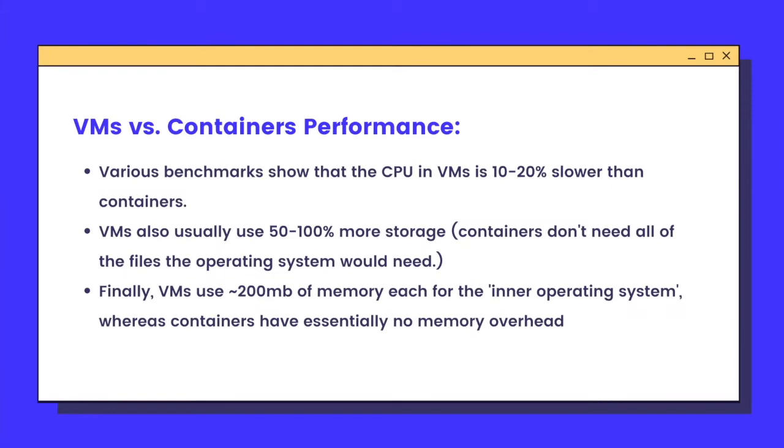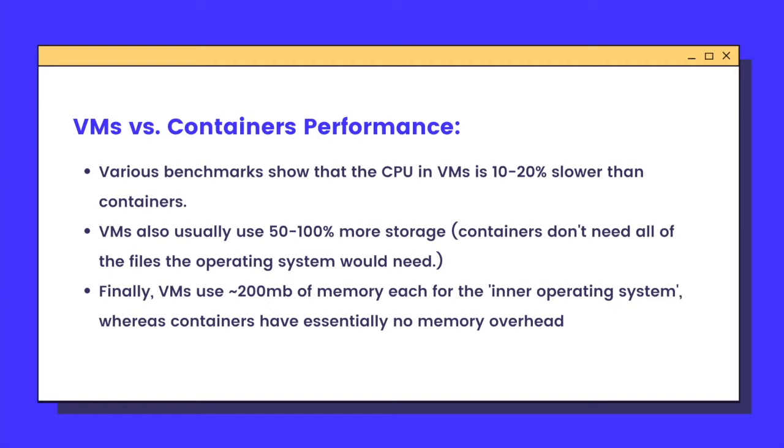Various benchmarks show that CPUs in VMs are about 10 to 20% slower than containers. VMs also usually use 50 to 100% more storage, because they need all of the things that an operating system would need, duplicated. Containers don't need all of the files, they only need the application files. And finally, VMs use about 200 megabytes more memory for the operating system itself. Again, containers don't need all of the operating system because it's the processes that are being lied to. So VMs use more memory, they're slower, and they need more storage.